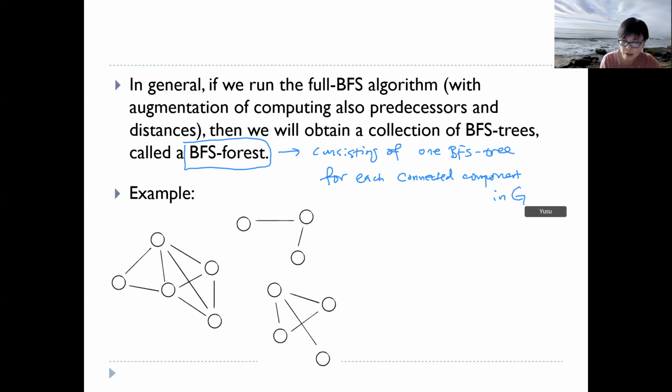In the graph, for example, if we run BFS over this graph, then the output will be a BFS tree. The blue edges are the output BFS tree for this component. And depending on where the root is, we're going to have a tree here and another tree here. So these three trees will be the output, which form a BFS forest.